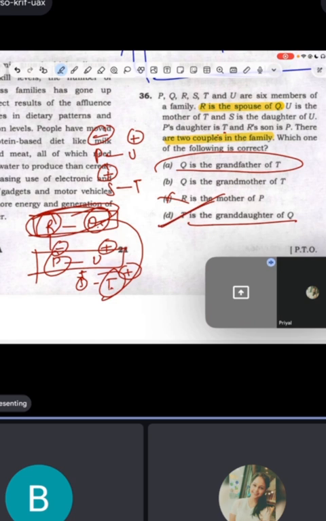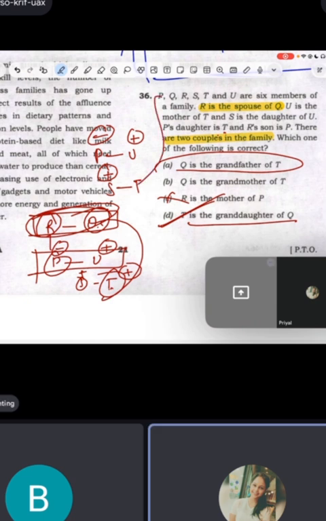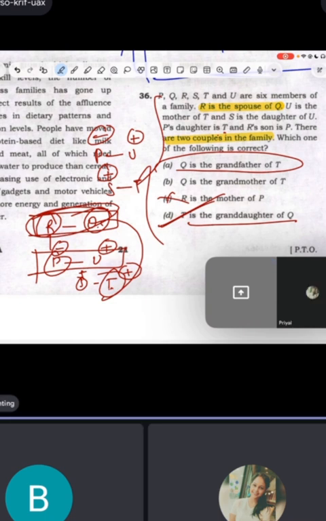Guys, this question is easy, but not as easy as you guys think. So be careful, why did you cut this? R is the mother of P, Manish? See, I don't know the gender of R. Possibility. I don't know the gender of R.